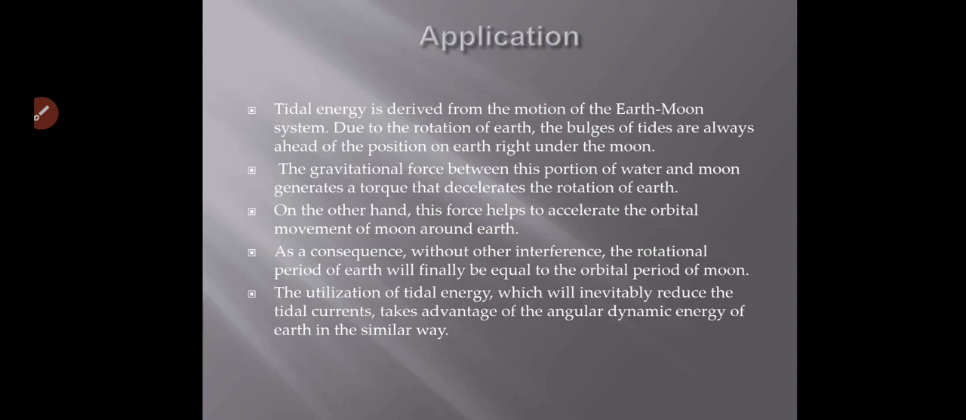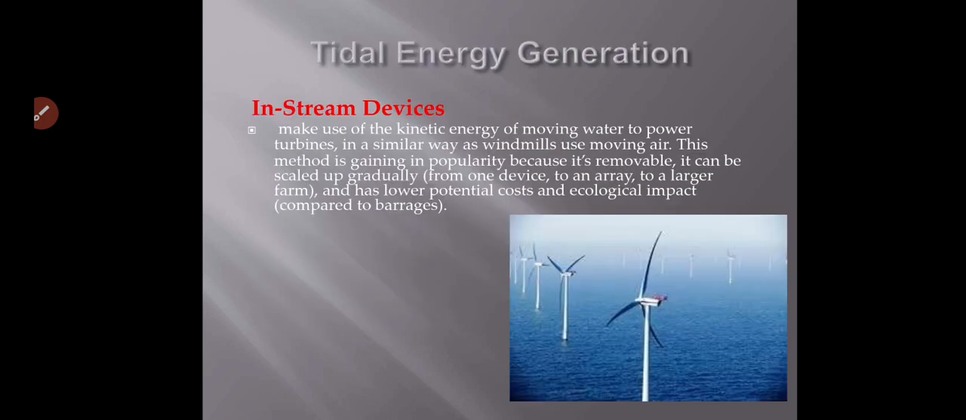As a consequence, without other interference, the rotational period of the earth will finally be equal to the orbital period of the moon. The utilization of tidal energy, which will inevitably reduce tidal currents, takes advantage of the angular kinetic energy of the Earth in a similar way. Now we'll discuss generation of tidal energy, how we generate it.